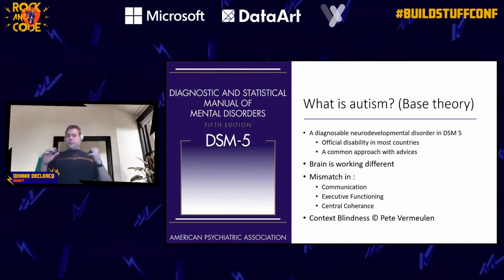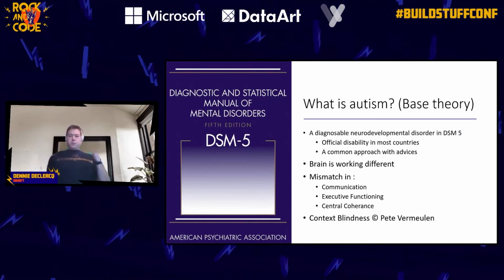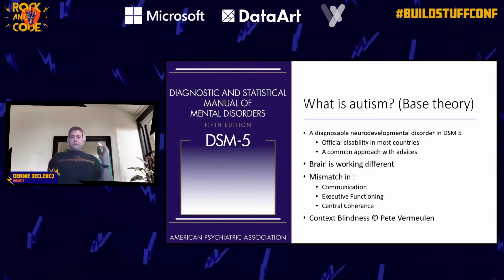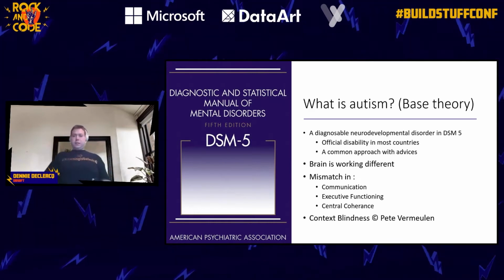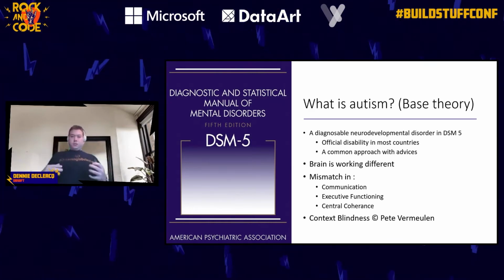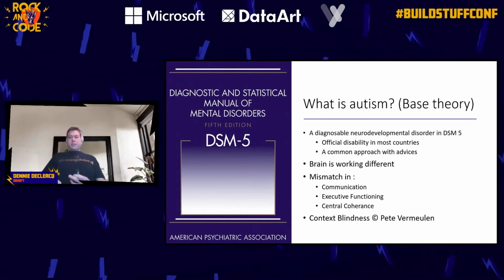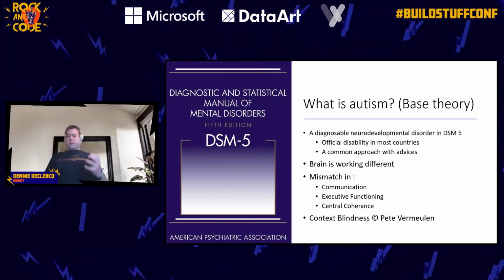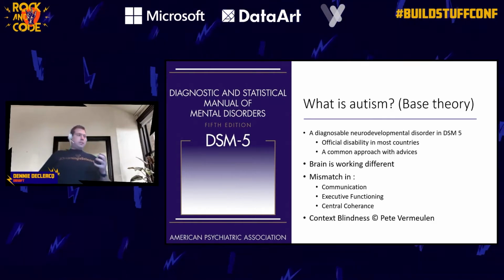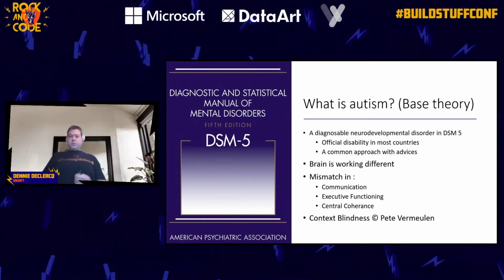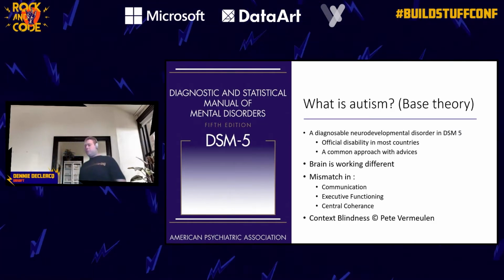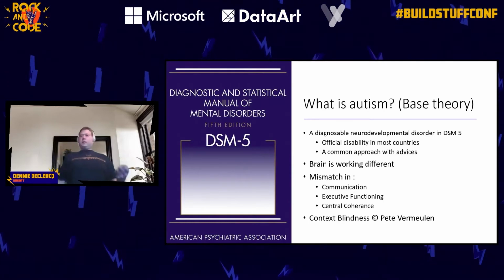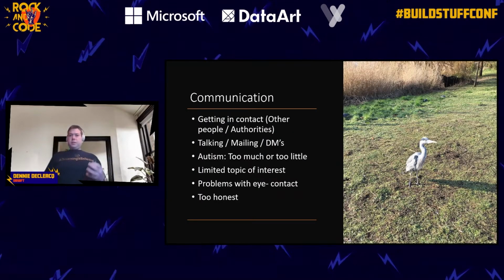But if you need to diagnose, the brain of a person with autism works differently. And there's a set of common approaches and advice. To diagnose, there must be a mismatch in communication, executive functioning, and central coherence. And Peter Vermeulen is a famous Belgian authority who added the term context blindness. So what are all these terms? Let's go deeper into that.